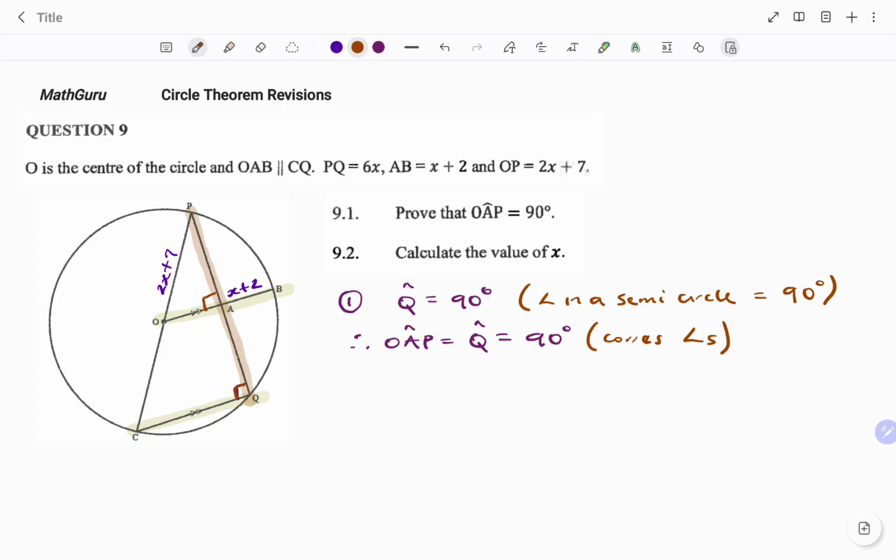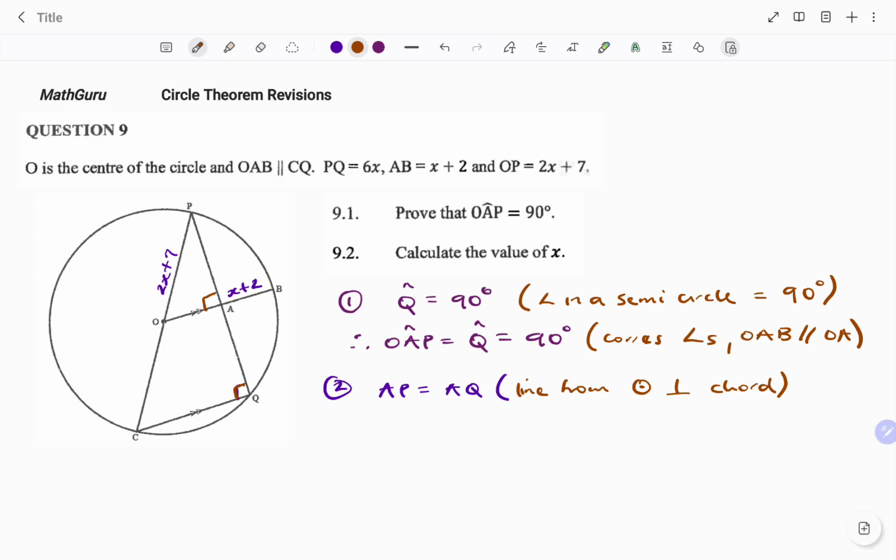The second part of the question says calculate the value of x. Number 2, I have calculate the value of x. So I start by saying, let me take out those lines, I have AP is equal to AQ. And the reason being, we have that line from center of a circle perpendicular to the chord. That's the circle theorem that says that the line from the center perpendicular to the chord divides the chord into two equal parts or bisects the chord.